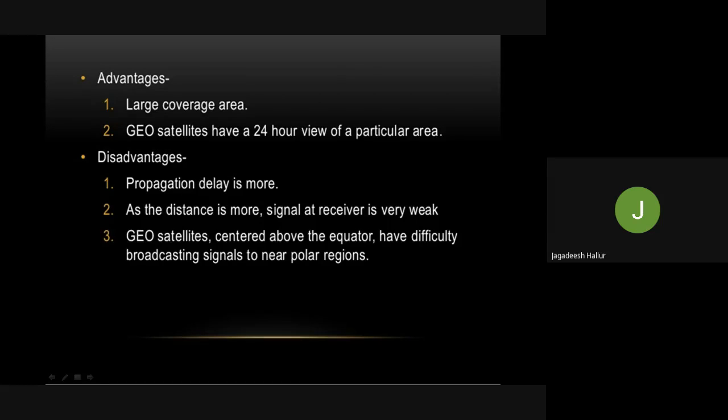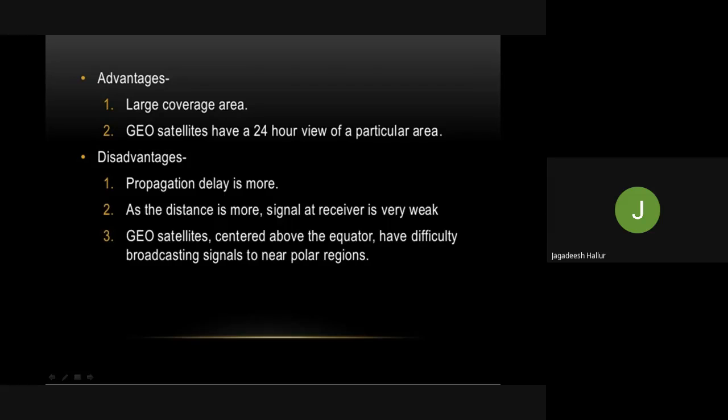The next disadvantage is that geostationary orbit satellites centered above the equator have difficulty broadcasting signals to near polar regions. What are polar regions? Polar regions are where the satellite is revolving around at 90 degrees.